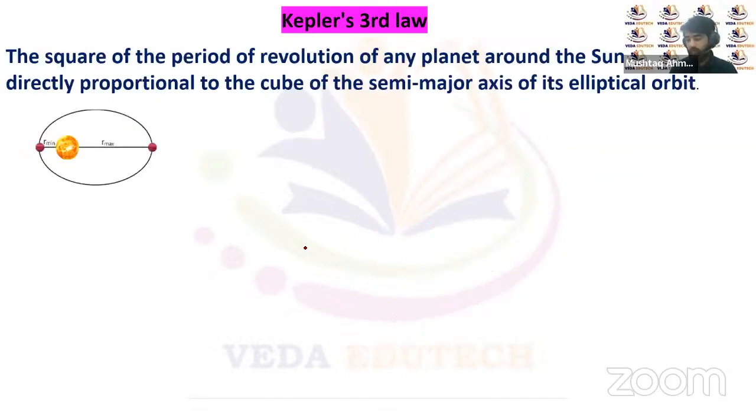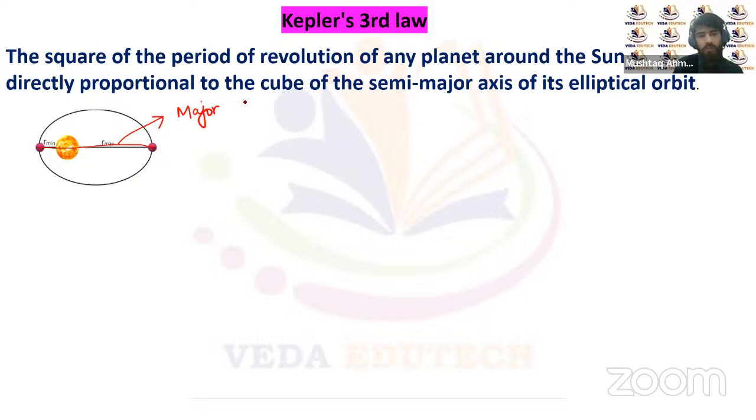Now let's move on to the third law of Kepler. According to Kepler's third law, the square of the period of revolution of any planet around the sun is directly proportional to the cube of the semi-major axis of its elliptical orbit. Now there are two axes. This axis we call the major axis. This is the major axis here.